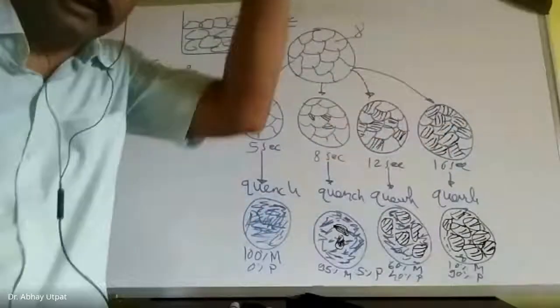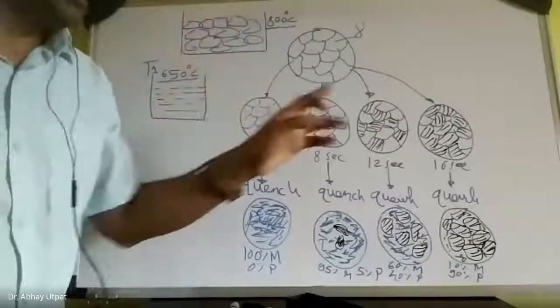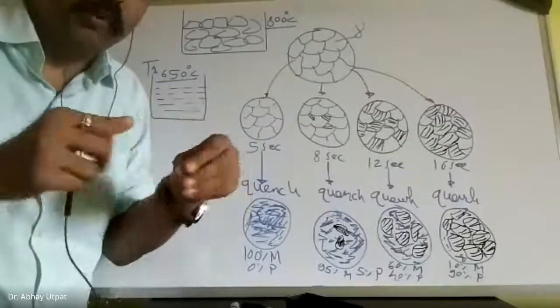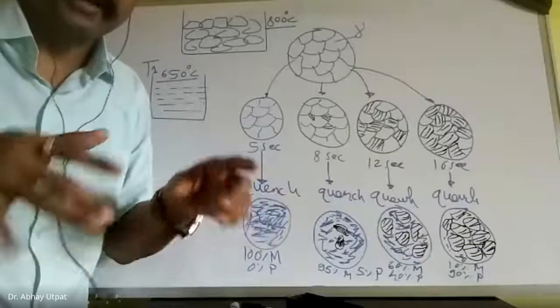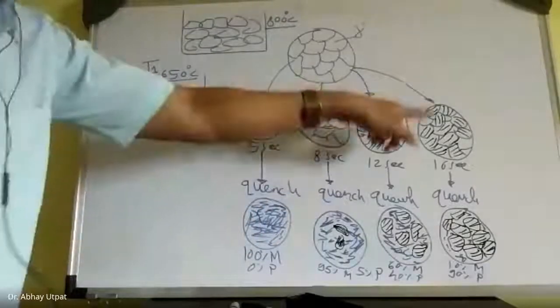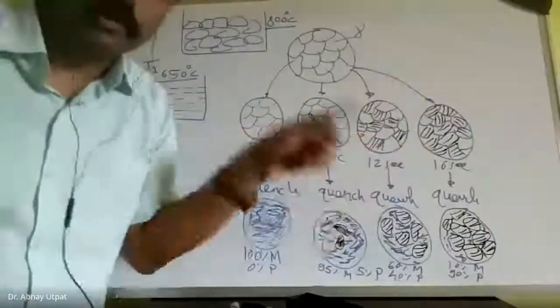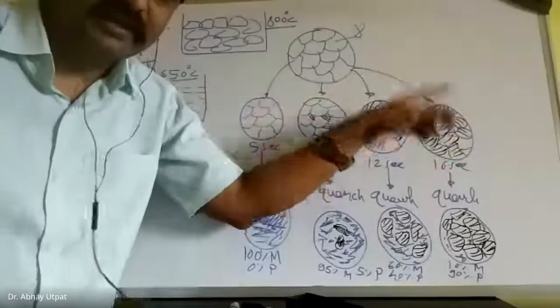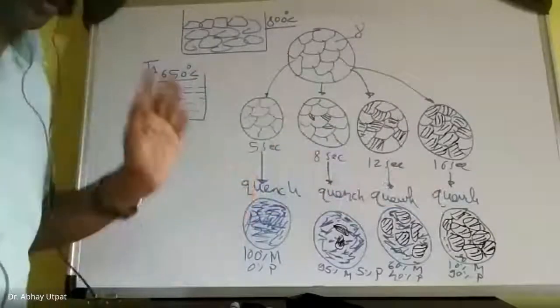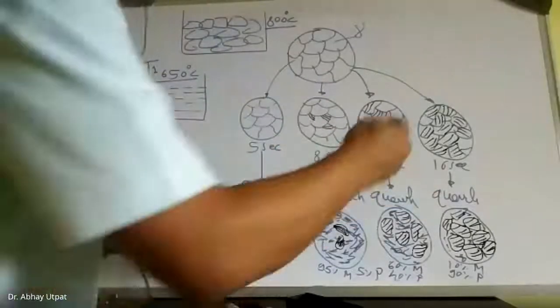Immediately I have taken it and dipped it into water. The 10% FCC, whatever remained, is quenched very fast and converts into BCT, that is martensite. But the remaining mixture of BCC plus orthorhombic, that is perlite, remains as it is. Experiment is over. Last experiment.